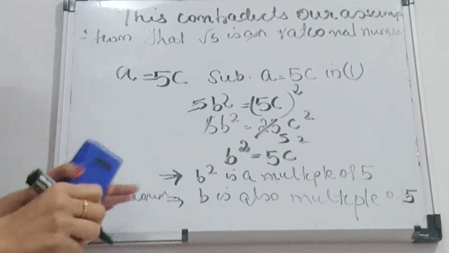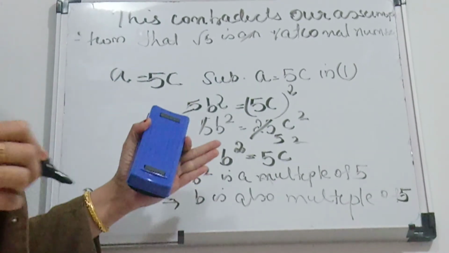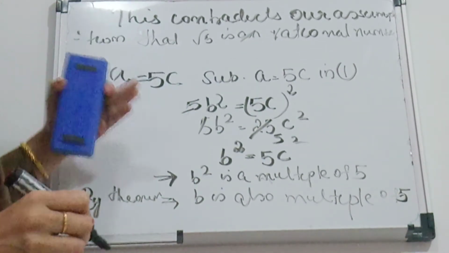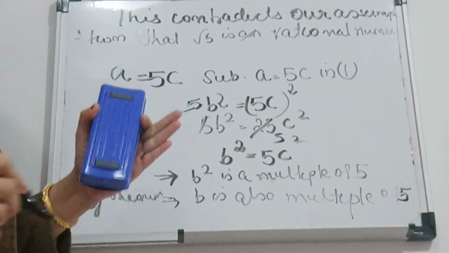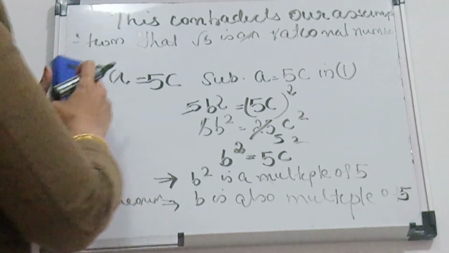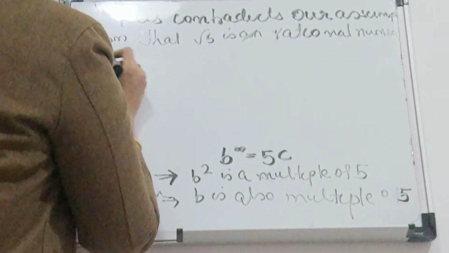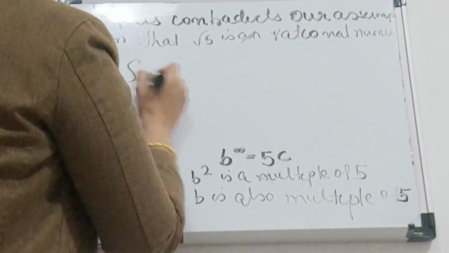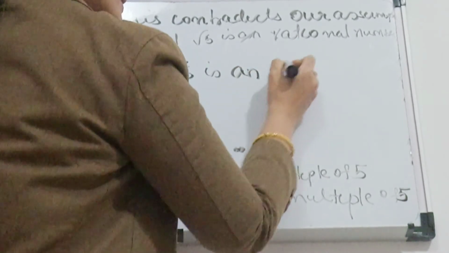Why does this contradict? In the first part we took a and b as co-prime, but finally after doing the calculations you got that a and b have a common factor 5. This is the contradiction. Why does this contradiction arise? Because of our assumption that root 5 is a rational number, which indicates that root 5 is an irrational number.